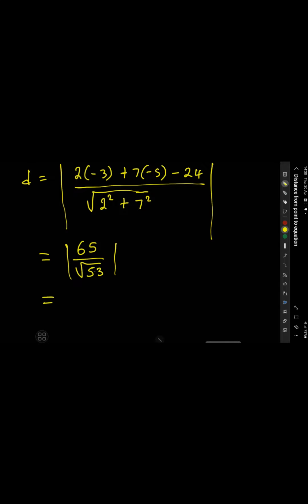Then when we simplify inside, this is -65. When we get the square root of 53 and divide it into 65, and round off the value that we get, we have -9. Since we have modulus, we'll just have 9 units, and that's our distance. So that's it with finding the distance of a point from the equation of a straight line.